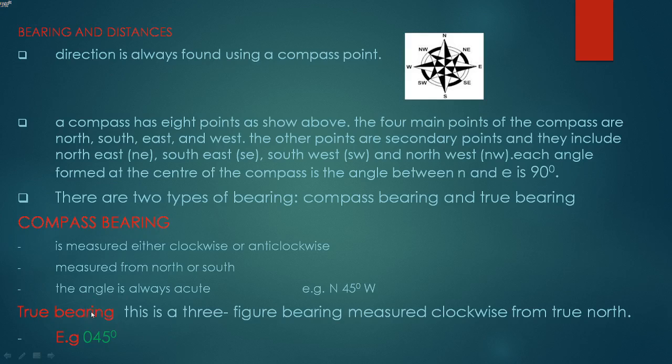When we talk about a true bearing now, it is a 3-figure bearing measured clockwise from true north. From true north. So for a true bearing, it must be measured from the north always, and in the clockwise direction. You cannot measure in another way apart from the north and in a clockwise direction. And it's a 3-digit figure.